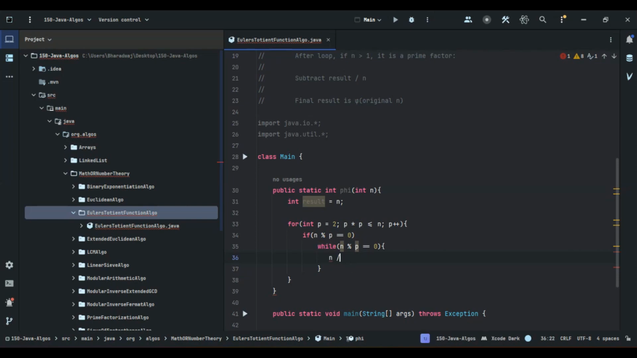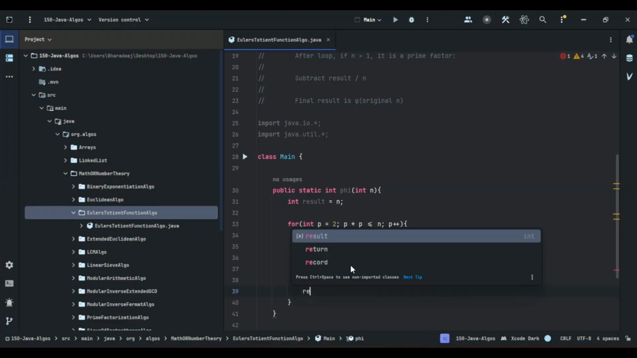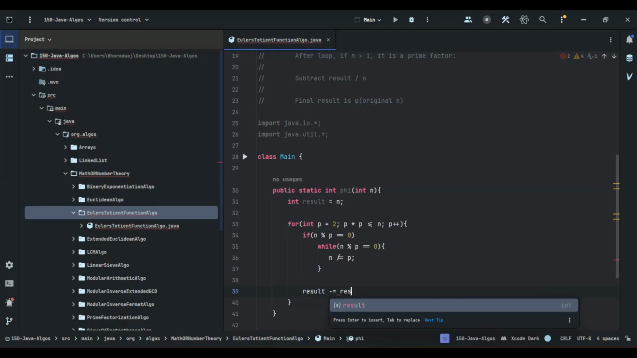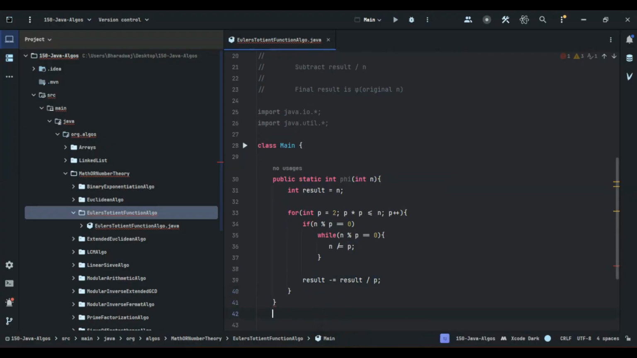If n modulo p is equivalent to 0, then we have to remove all the occurrences of p, so I can write n equals n by p. This is fine, so I'll come out of this loop. Now we have to apply the formula result equals result times 1 minus 1 by p. So I'll write result equals result minus result by p. This is fine, so I'll come out of this one entirely.